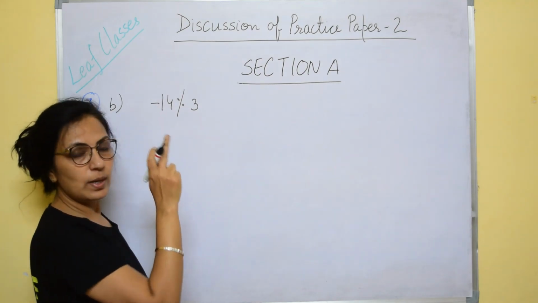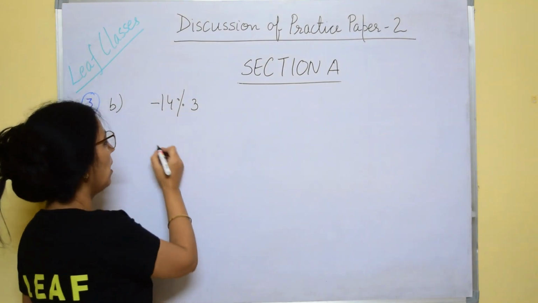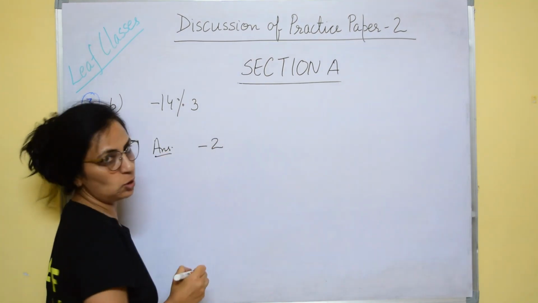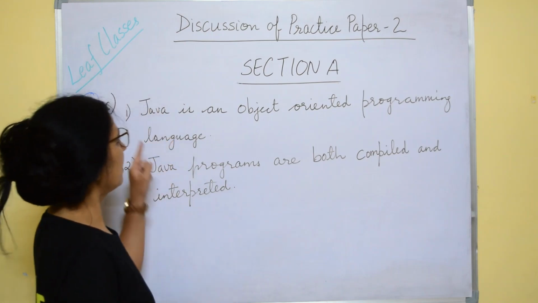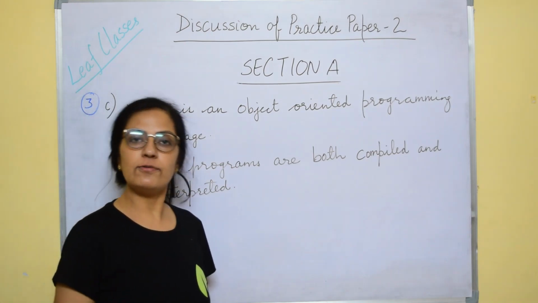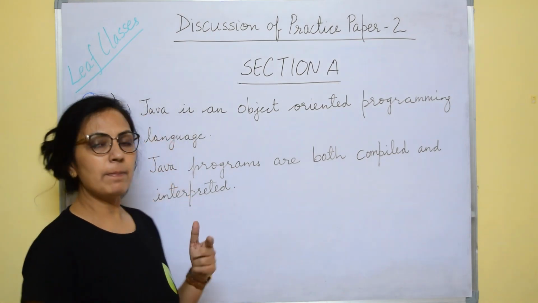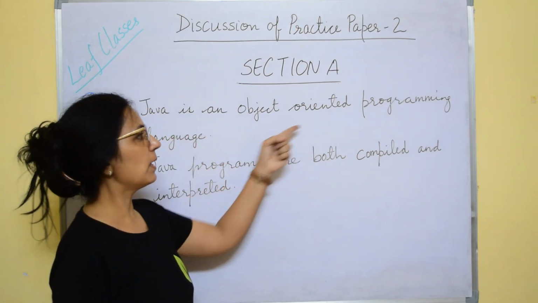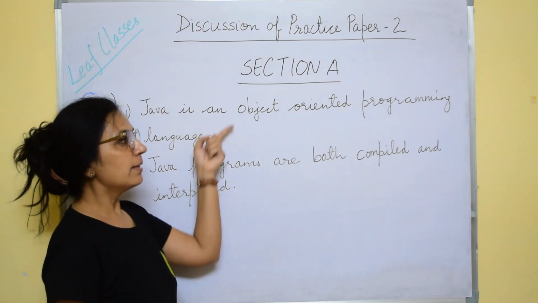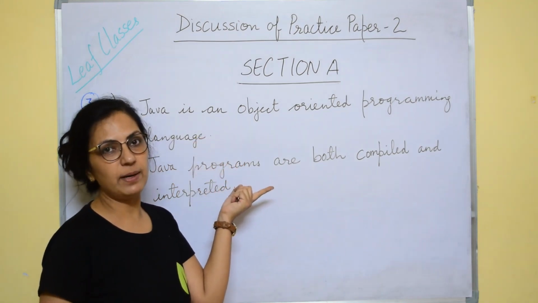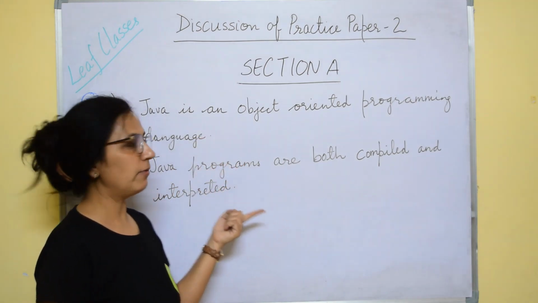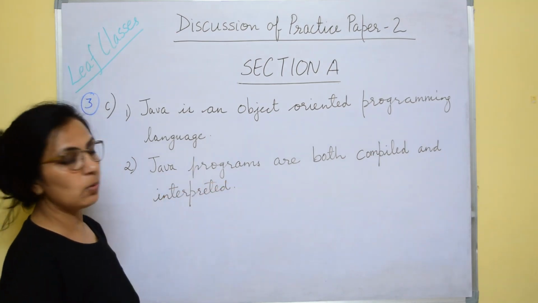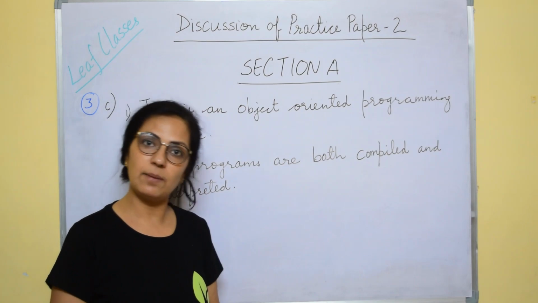3 4s are 12 and remainder is 2. So the answer of this will be minus 2. The next part, give any two features of Java language. So you can mention any two features, like I have written, Java is an object-oriented programming language. This you don't have to learn, everybody knows, so this can be written as one feature. And the second feature is Java programs are both compiled and interpreted.